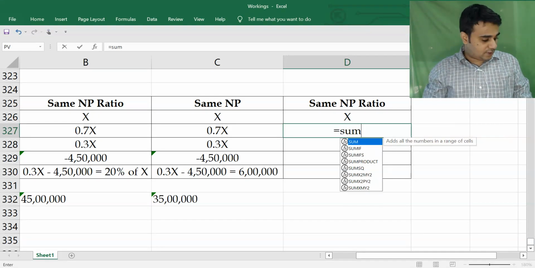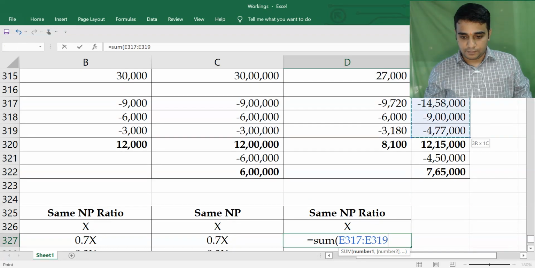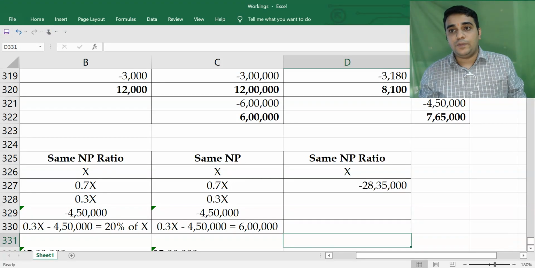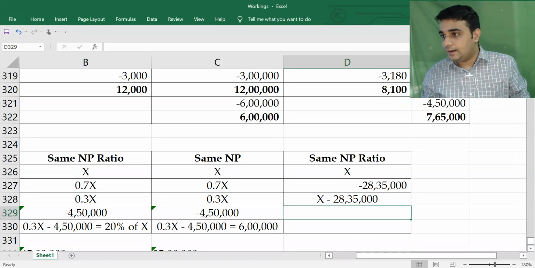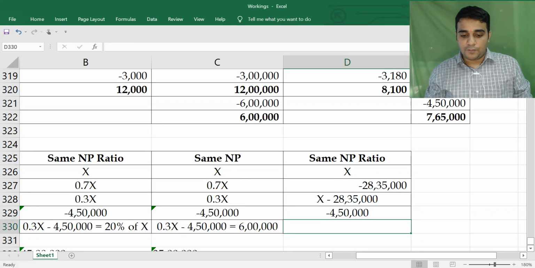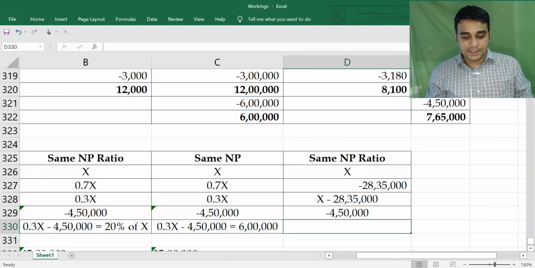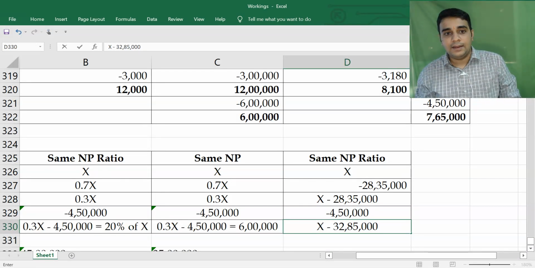So your variable cost is going to be 28 lakh 35,000. Wait, listen for some time. Contribution is going to be X minus 28 lakh 35,000. Fixed cost is 4 lakh 50,000, and profit is X minus 32 lakh 85,000.